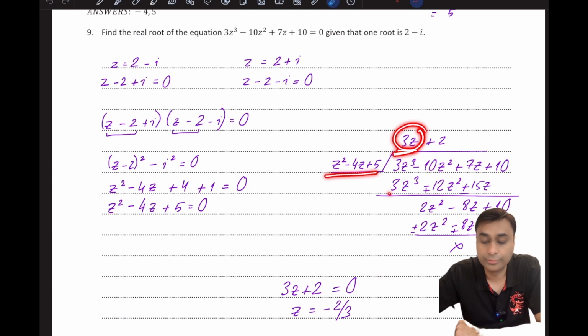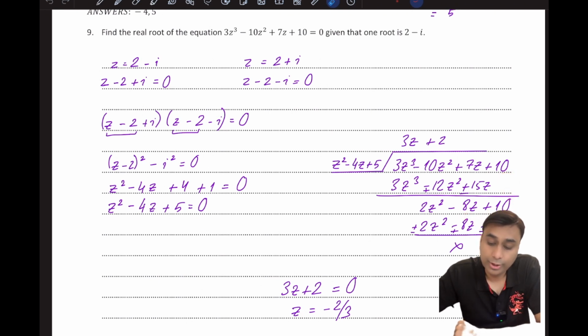So z square into 3z becomes 3z cubed. Minus 4z times 3z becomes minus 12z square. And plus 5 times 3z becomes 15z. And then you subtract. These two terms will always cancel out. That's why you chose your first term as 3z. Because you are subtracting, the signs are going to change. So minus 10 plus 12 becomes 2, and 7 minus 15 becomes minus 8. The 10 is being copied as it is because nothing subtracts from it.